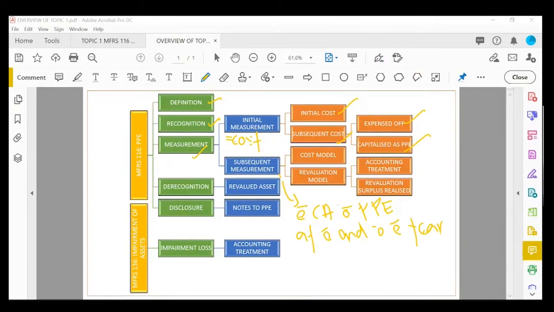So that's why there is a topic under subsequent measurement for depreciation. How to calculate the depreciation? We are going to use two common methods, which are the straight line method and the reducing balance method. And then we are going to look also at the basis, either monthly basis or yearly basis. So you have to be careful with the basis used in the calculation of depreciation.